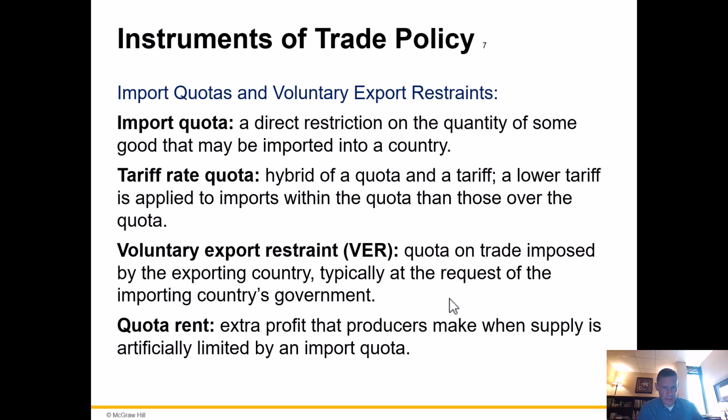A voluntary export restraint, sometimes we abbreviate that VER, is a quota on trade imposed by the exporting country, typically at the request of the importing country's government. And a quota rent is extra profit that producers make when supply is artificially limited by means of an import quota.